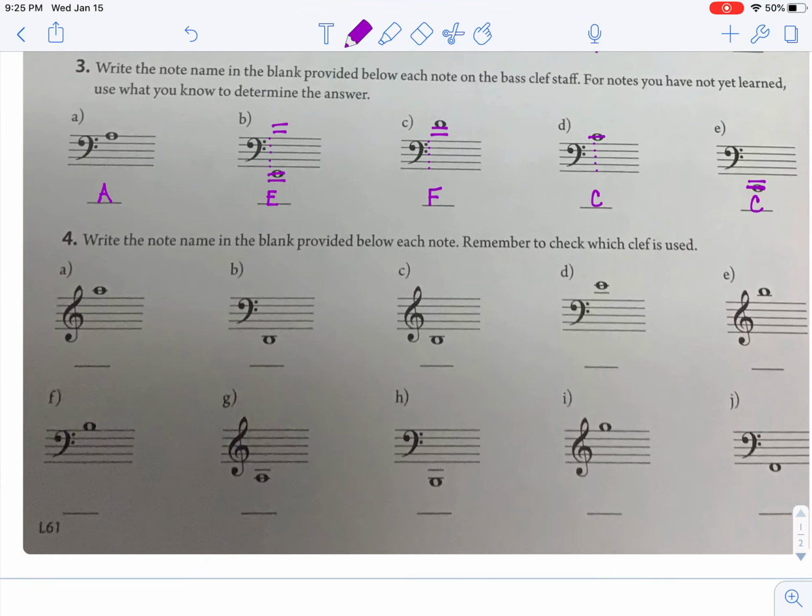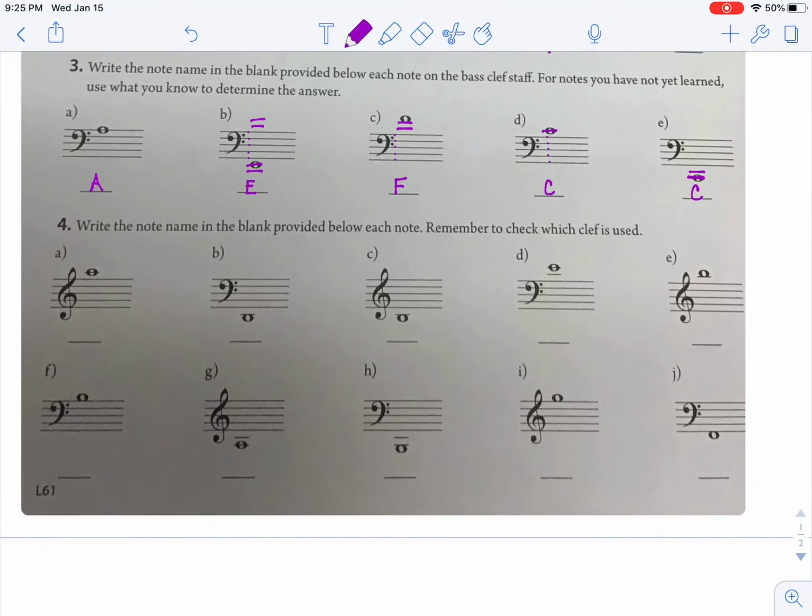All right, here we go. Now, for number 4, they're going to try to trick you, because if you notice, we're switching back and forth. Treble, bass, treble, bass, treble, bass, treble, bass, treble, bass. They just keep going back and forth. For my purposes, I'm going to go through and do all the treble clef ones first, and then go back and do all the bass clef ones. That way I'm not jumping back and forth between the two clefs. So we're going to do A, C, E, G, and I first. Here we go.